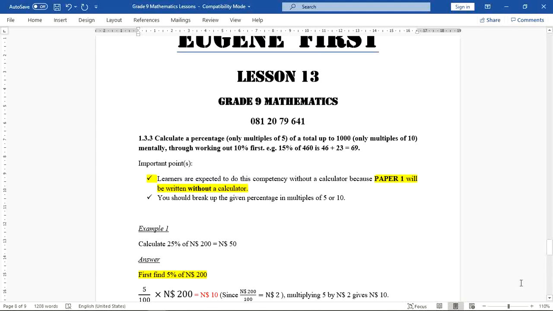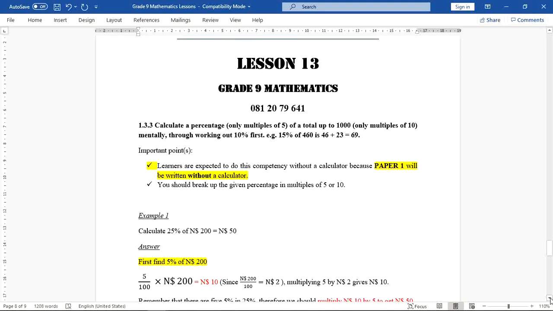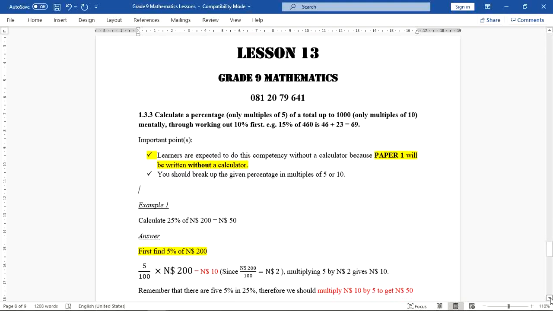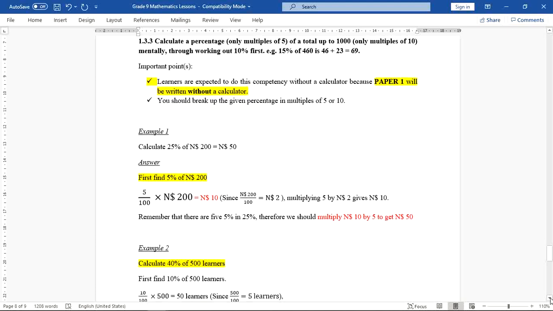I hope you have learned something here, and if you are not getting this after watching this video for the first time, try maybe to watch it for the second time, because I know this competency, most learners don't get it right, but I'm hoping that you're going to get it right. What you need to do is just find the smaller percentage of the bigger one. As you can see, 5 goes into 25 5 times. So that's why we had to multiply this 10 by 5.